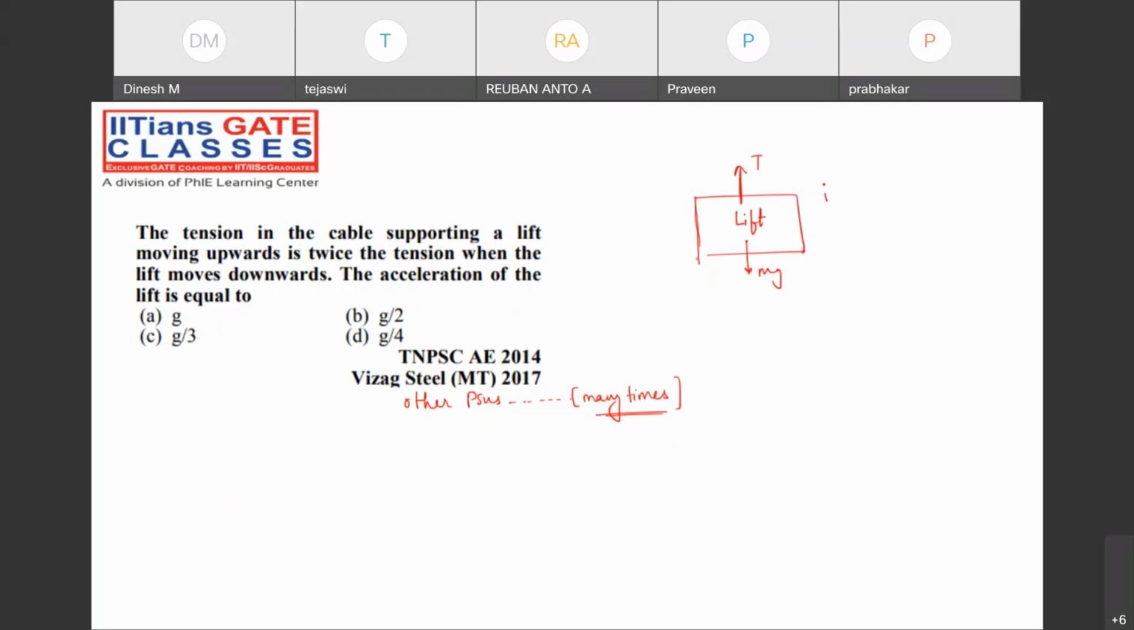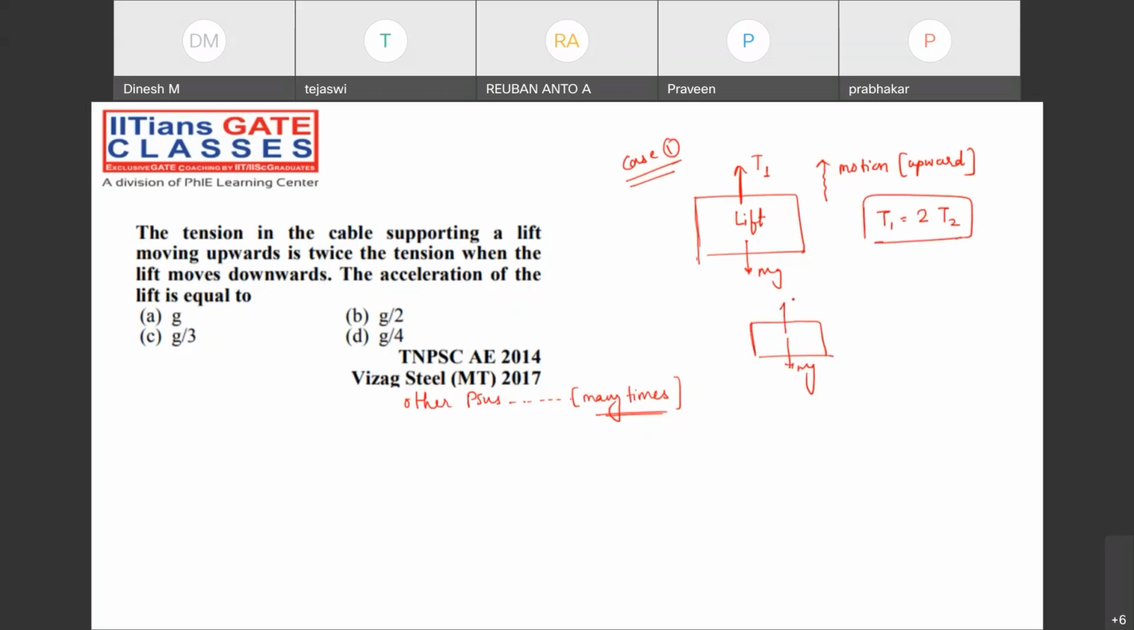Now it is moving in the upward direction in the first case. In case number 1, the motion is in the upward direction. The tension in the cable supporting a lift moving in the upward direction is twice the tension. I'm just taking T1 when it is moving in the upward direction. Now T1 is twice the tension when it is moving in the downward direction. This has been given in the problem.